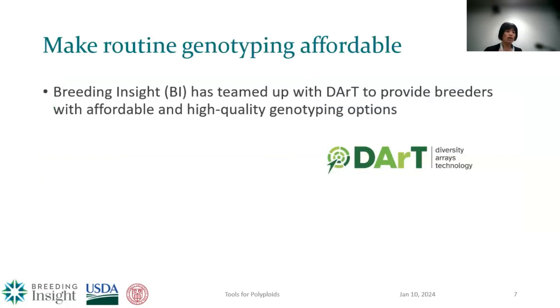So we want to make routine genotyping affordable for all the users, so Breeding Insight has teamed up with DART. If it's the first time you've heard of DART, it's a Diversity Arrays Technology company located in Australia. To provide breeders with affordable and high quality genotyping options, and also vendors with rapid turnaround time suitable for any genomics application, including linkage map construction and genomic selection.